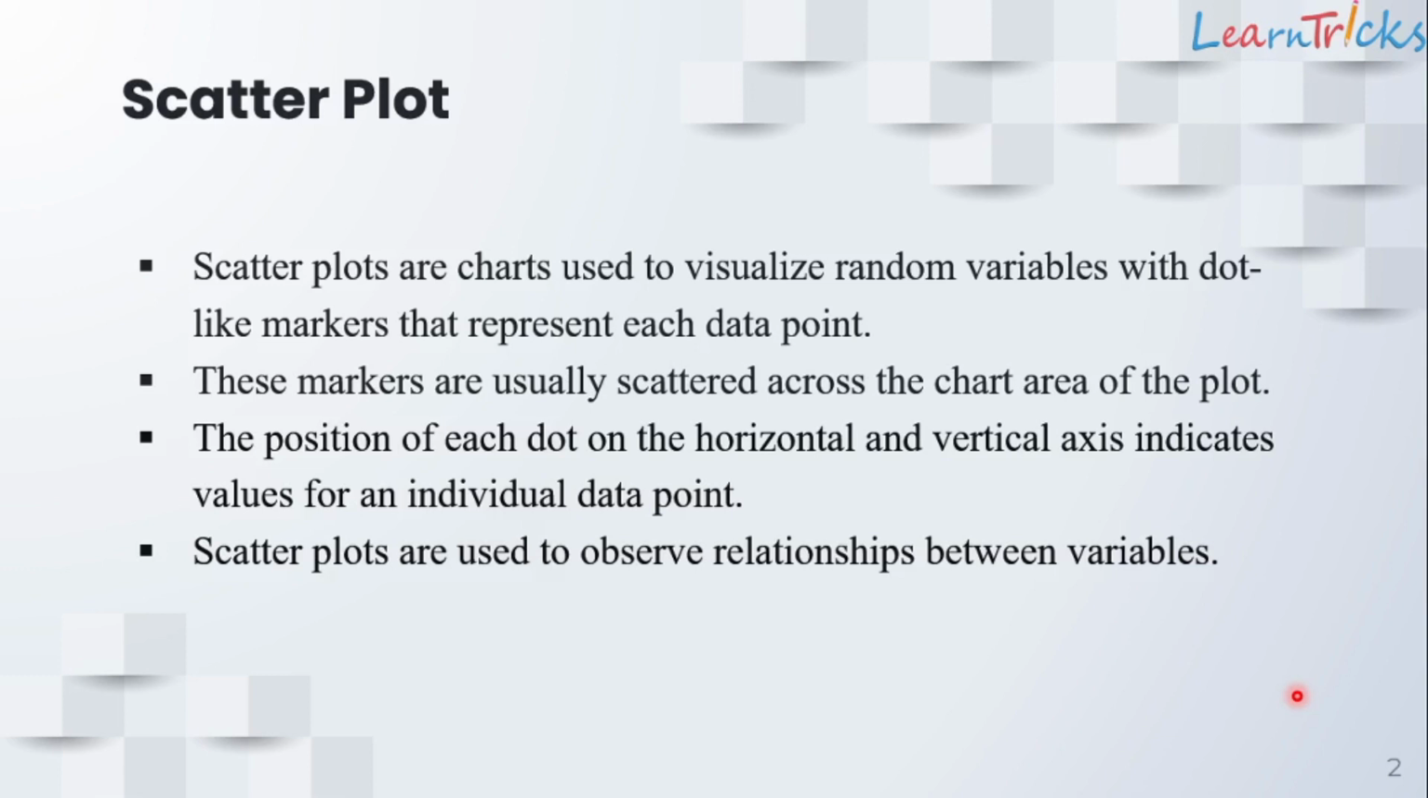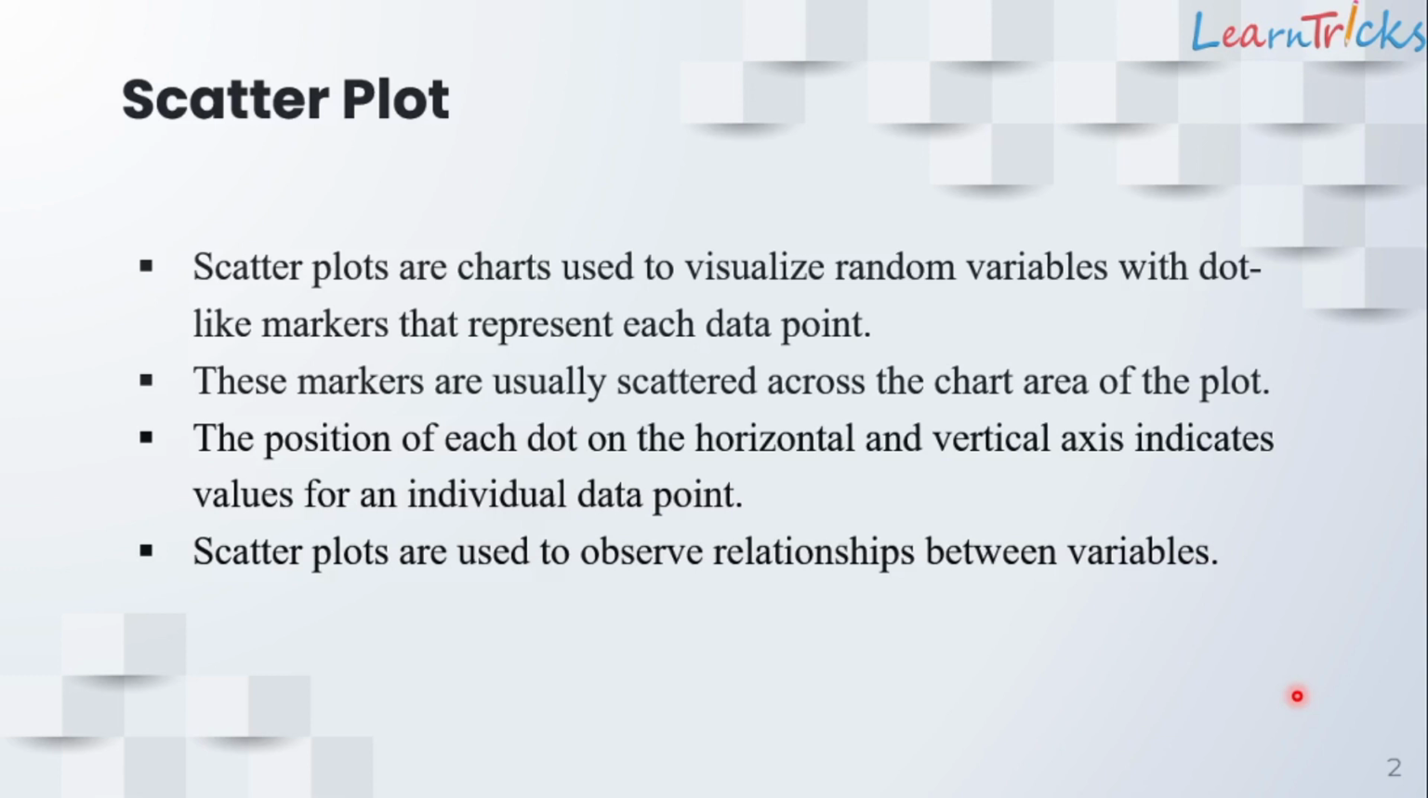Now the scatter plots are the charts used to visualize random variables with dot-like markers that represent each data point. These markers are usually scattered across the chart area of the plot. That's why it is called a scatter plot. The position of each dot on the horizontal and vertical axis indicates the value of an individual data point, and scatter plots are used to observe relationships between variables.